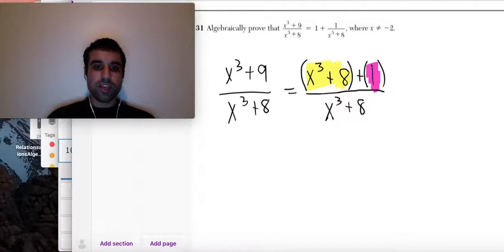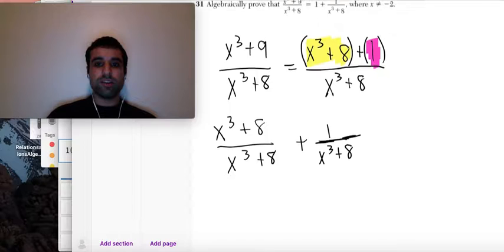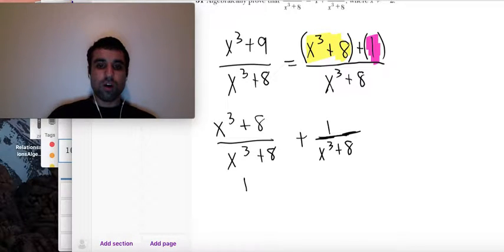Then the one that I had in yellow, the x cubed plus 8, will be the first term I have here. And then the one which I have in, I guess, pink, will also be over x cubed plus 8, because you can break up fractions like that as long as you don't change the denominator. And then x cubed plus 8 divided by itself is just 1. And the other one stays the same.